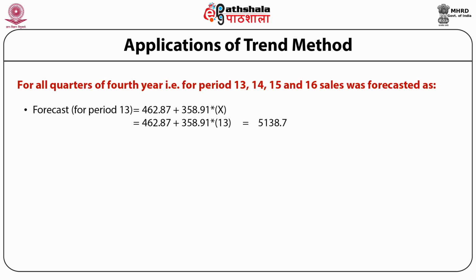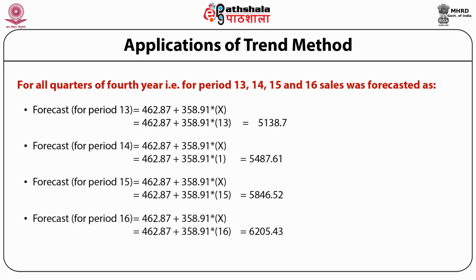Forecast for period 13 would be 462.87 plus 358.91 into 13, which would be 5138.7. Similarly, for other time periods, that is 14, 15 and 16, forecast has been calculated by putting these values in the equation. For instance, forecast for period 14 would be 462.87 plus 358.91 into 14. Forecast for the next time periods has been calculated in the same fashion.